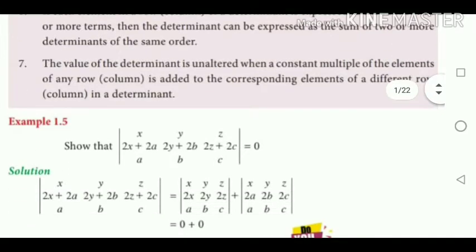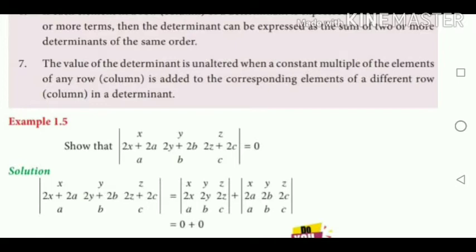Then the value of the determinant is unaltered when a constant multiple of the elements of any row or column is added to the corresponding elements of another row or column in a determinant. So the value of the determinant is unaltered, meaning it is not changed, when a constant multiple of the elements of any row, for example, if you multiply by 2 or 3 any row or column, is added to the corresponding elements in a different row.